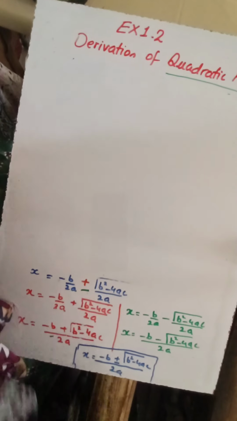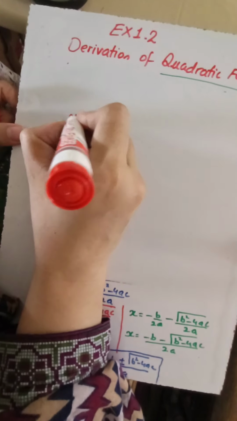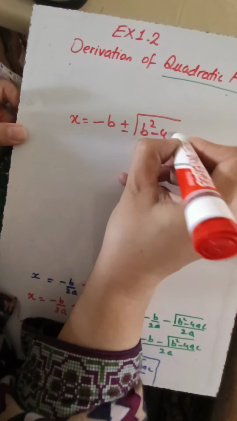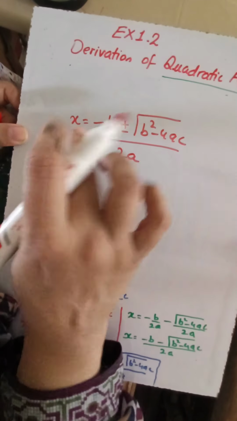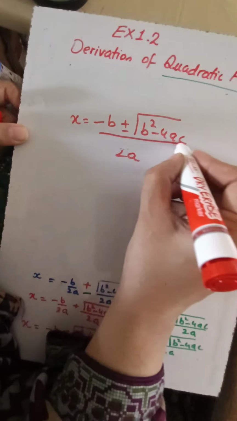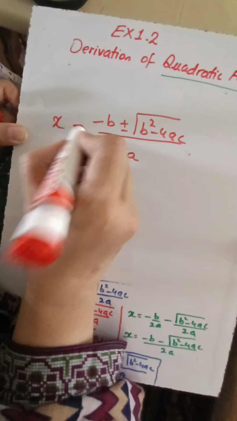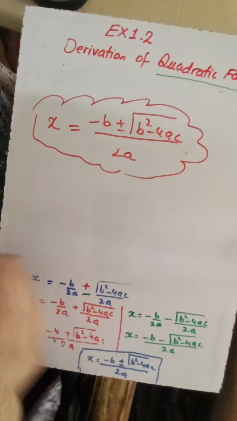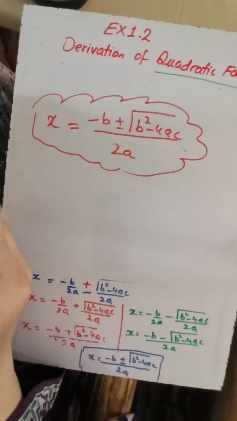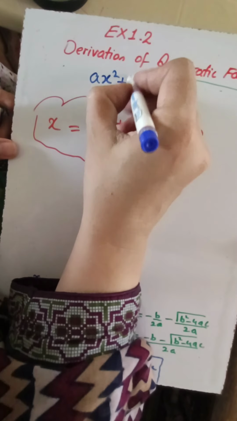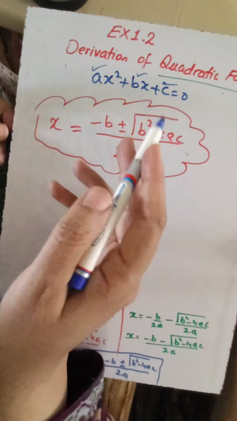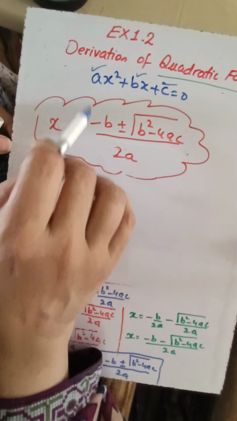Okay, now what we got here is x is equal to minus b plus minus under root b square minus 4ac over 2a. Okay, this is what we got, and this is called the quadratic formula, by using the coefficients that I had taken from the general form of the quadratic. What was the general form? ax square plus bx plus c is equal to 0. What we are going to do is take these coefficients. In the next lecture, I am going to solve the questions by using this formula.